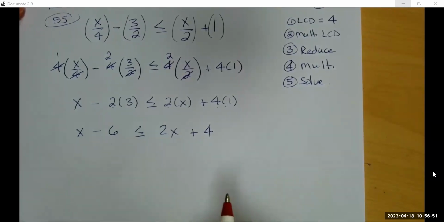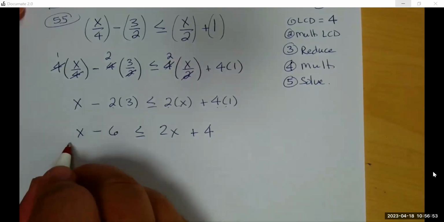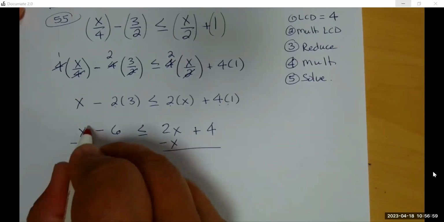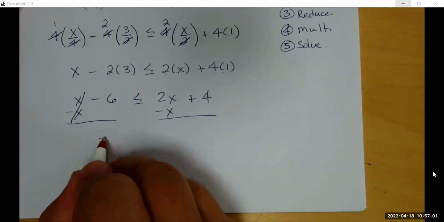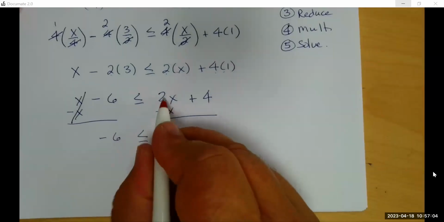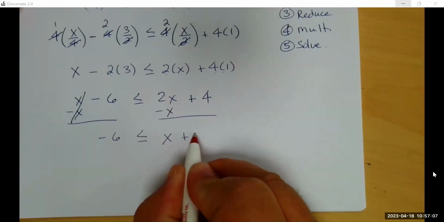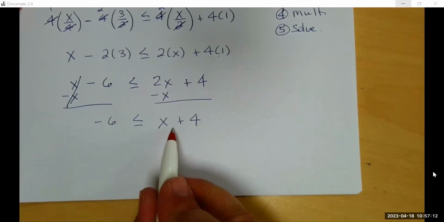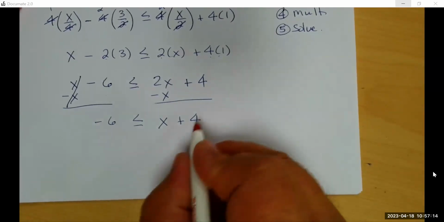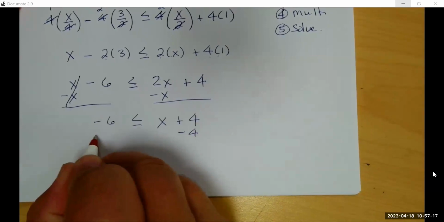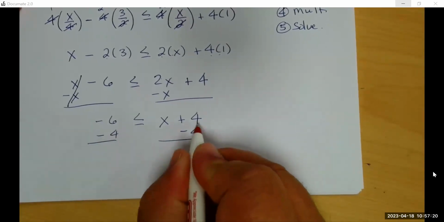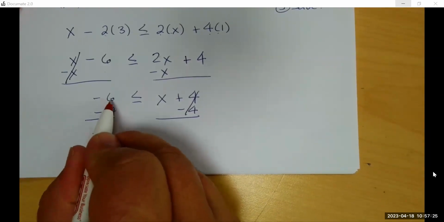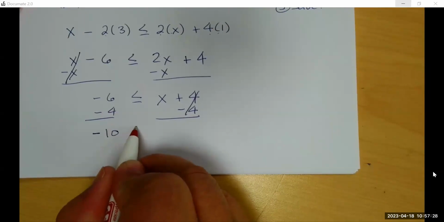We have x's on both sides. Always move smaller to the larger. So I subtract 1x from both sides. 2 minus 1 is 1. All the x's to one side. Get rid of the non-x's. Subtract 4. They're both negative, so the answer is negative. Add the numbers. 6 plus 4 is 10.